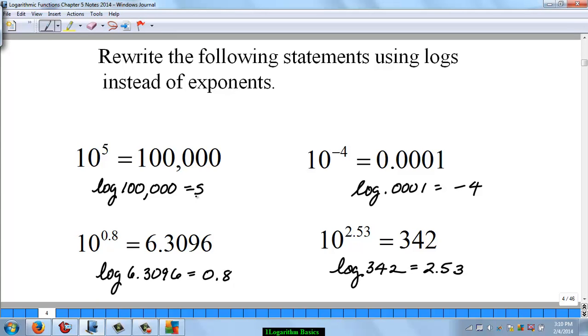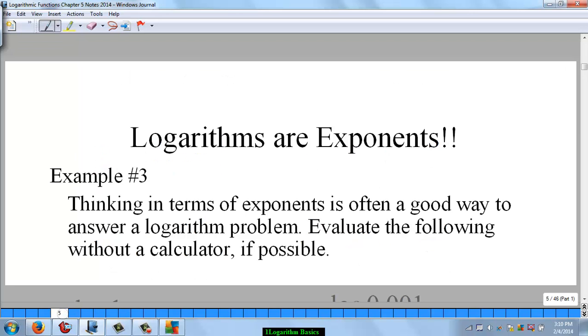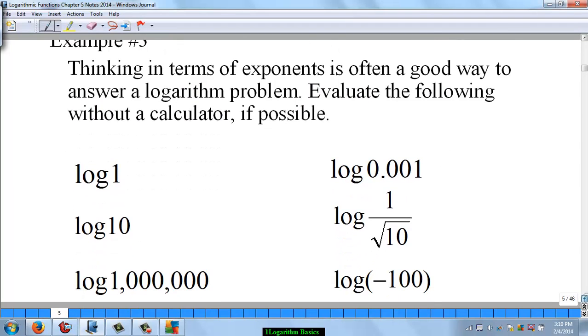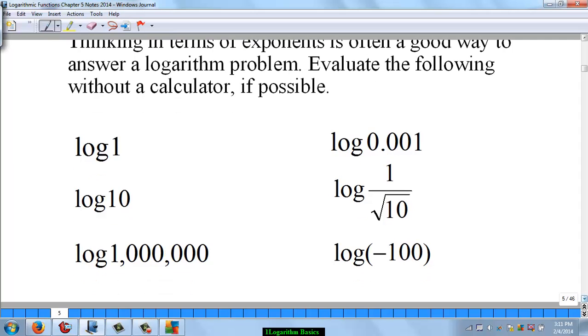And you'll notice when we start looking at the graph, logs grow very slowly because exponential functions grow very, very quickly, and they're inverses of each other. All right, let's practice some more. Now, thinking in terms of exponents, it's often a good way to answer a logarithm problem. Evaluate the following without a calculator.